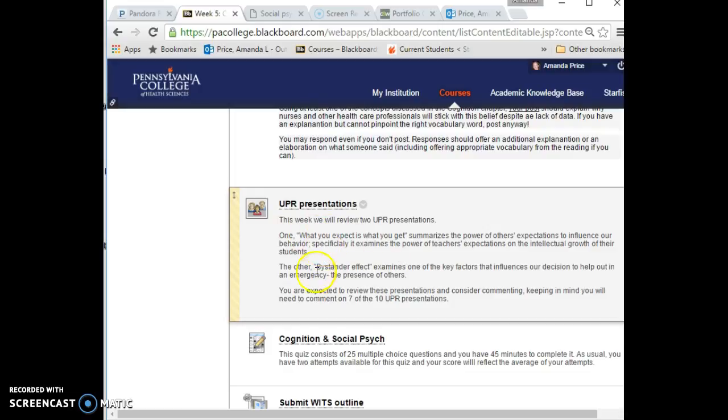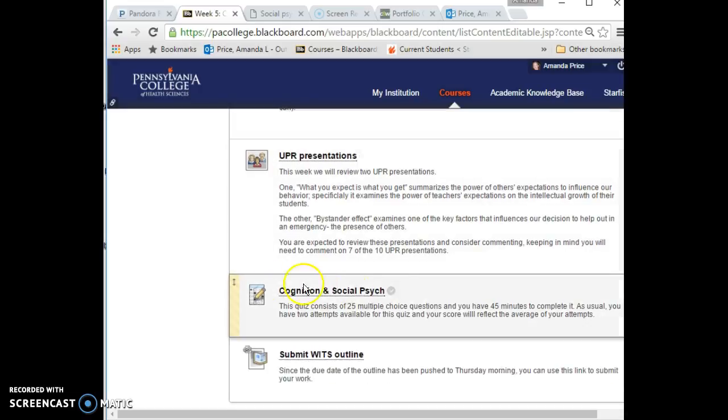And so you'll review that one as well as a research study related to social psychology and the factors that influence whether or not we help a person when we see that they are in need. The bystander effect, this particular study, was done by researchers who were interested in the concept of diffusion of responsibility. The idea that if there are more than just a few people around, we're much less likely to act. Of course, as I have every week, I'll remind you that you are expected to comment on 7 of the 10 UPR presentations. Keep that in mind.